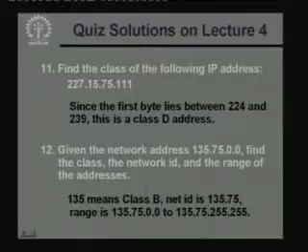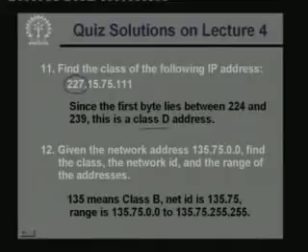Find the class of the following IP address. Well, because it starts with 227, you can easily see it is a class D address.